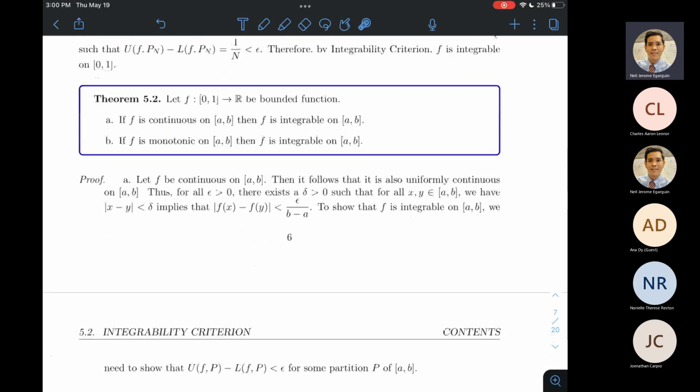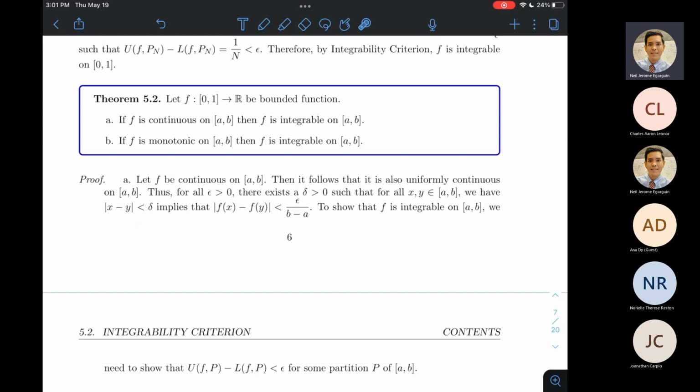So hindi ko kailangan mag-compute ng infimum at supremum ng upper at saka lower Riemann sums para lang ma-compare sila kung equal silang dalawa sa isa't isa. So that's the beauty of the integrability criterion of theorem 5.1. And it's an if and only if statement. So if you cannot find a partition inducer, or it is impossible to find such a partition inducer for some epsilon greater than 0, then you can conclude that f is automatically hindi na Riemann integrable.